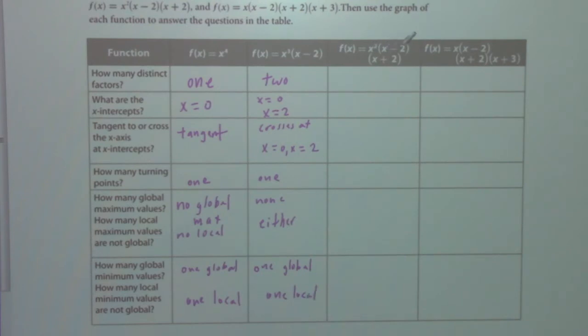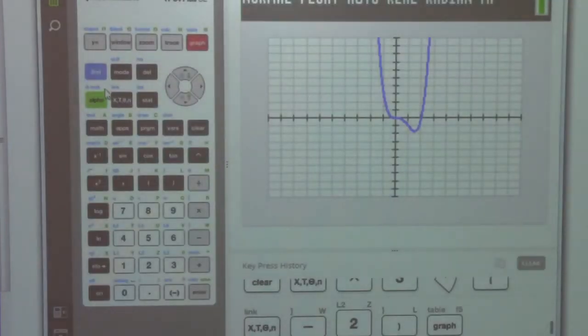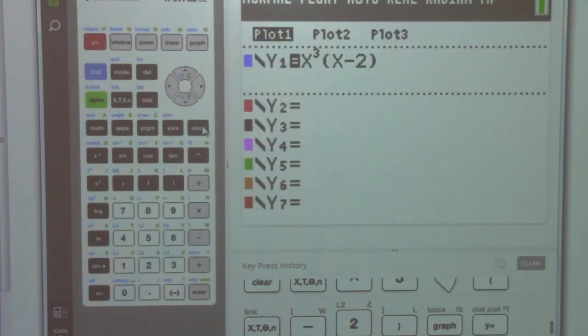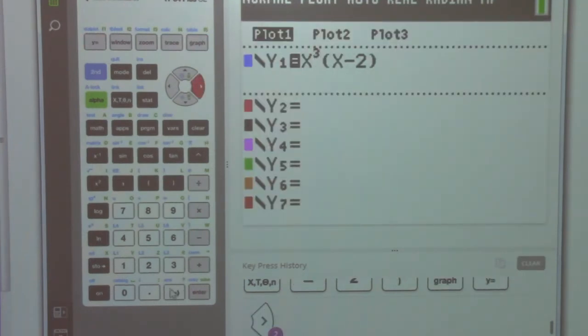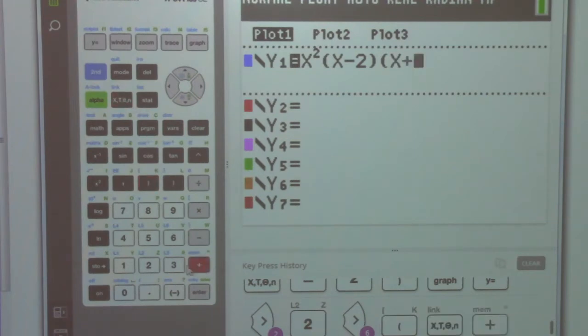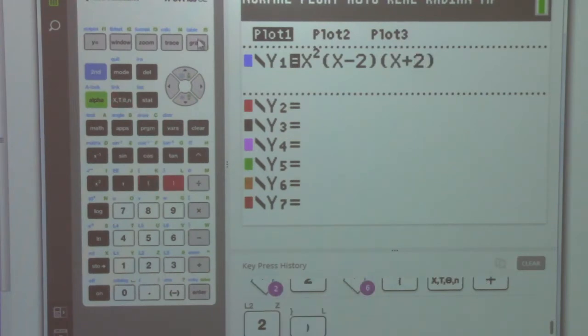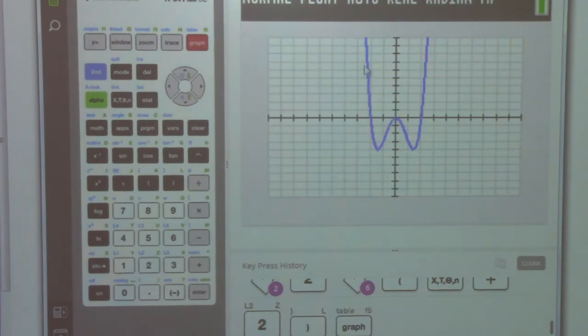Okay, next we're going to look at this one here. So let's go over here. We're going to change this to squared, and this one's going to be x plus 2. So here we have this one, and so what does that look like? Like a Batman W. Kind of W, kind of a Batman.